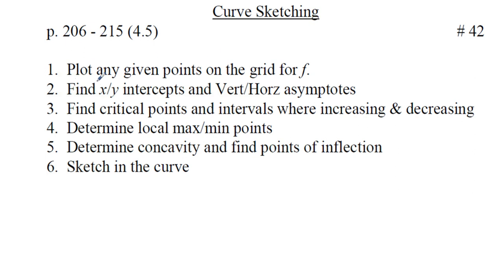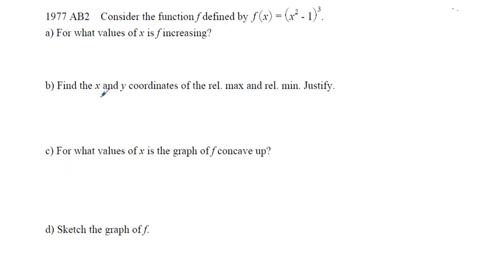The first thing we're going to do is plot any given points on the grid for f. Second, find x and y-intercepts and vertical and horizontal asymptotes. Third, find critical points and intervals where the function value is increasing or decreasing. Fourth, determine local maximum and minimum points. Fifth, determine concavity and find points of inflection. And finally, sixth, sketch in the curve. As always, these are going to be easier said than done, but they're not going to be too bad.